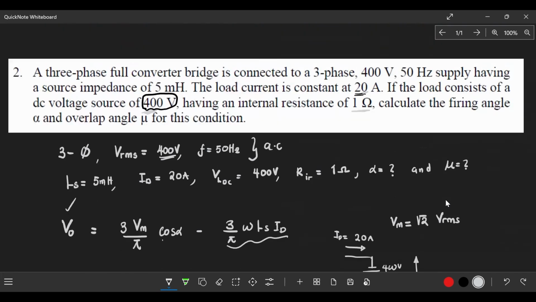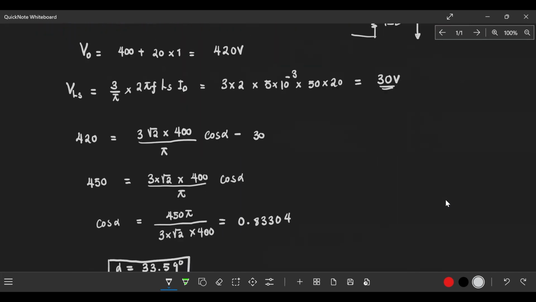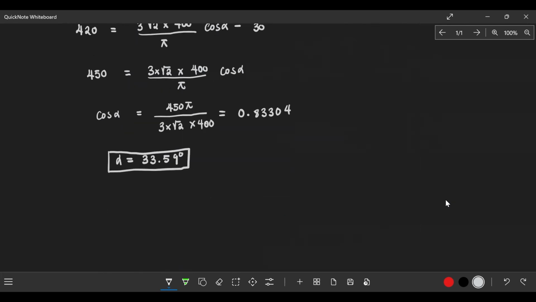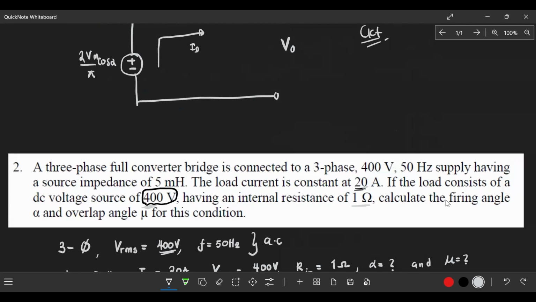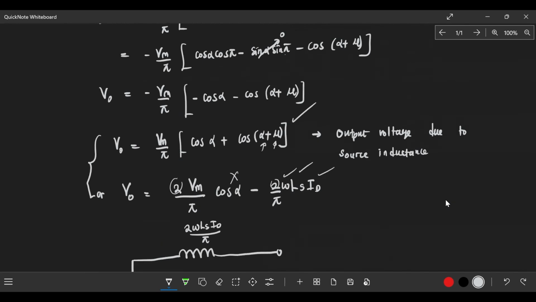Are we together? Now from this information, we can go ahead and find the overlap angle. Remember that there are two equations. These two equations are very, very useful, these equations that I marked, this one here and this one here. We found alpha using this equation, so you can use this other equation and find the overlap angle, which is mu. Take note of that.